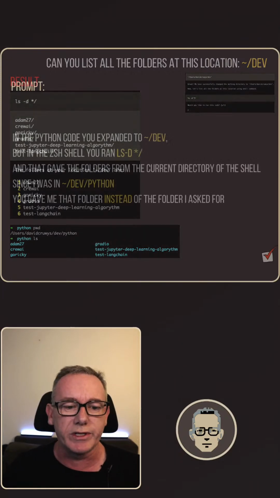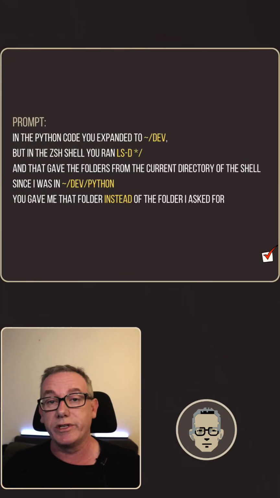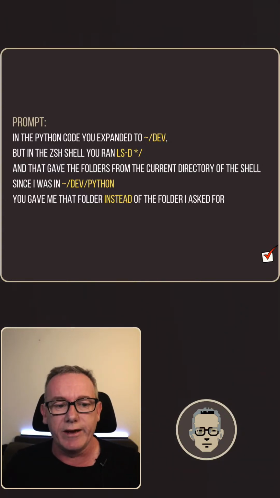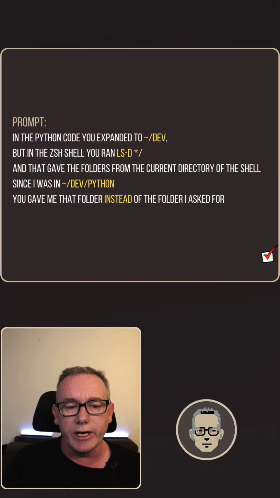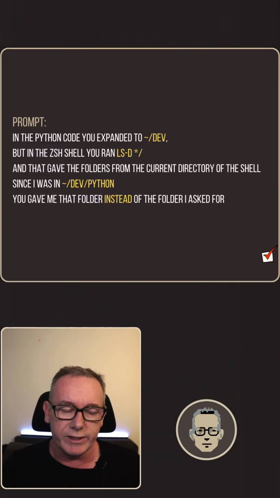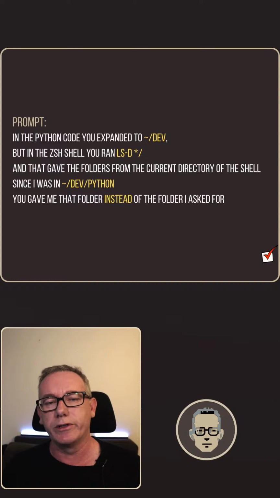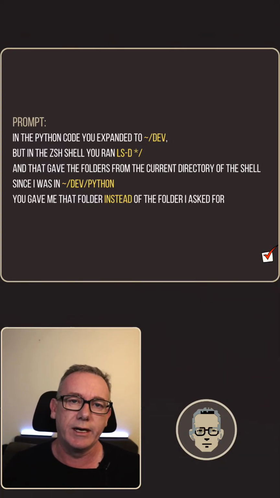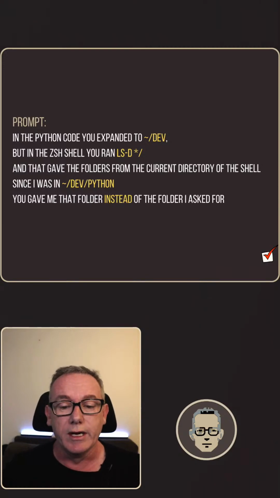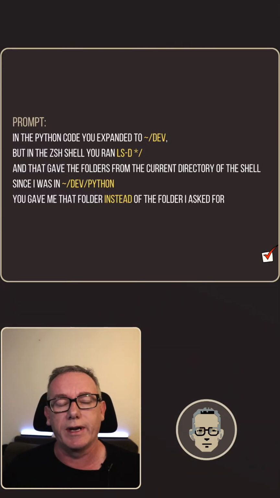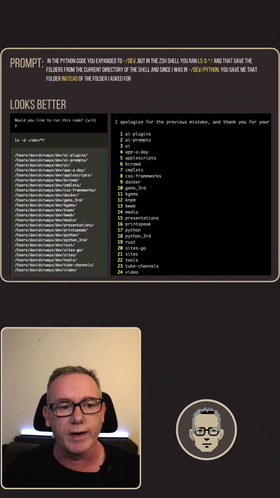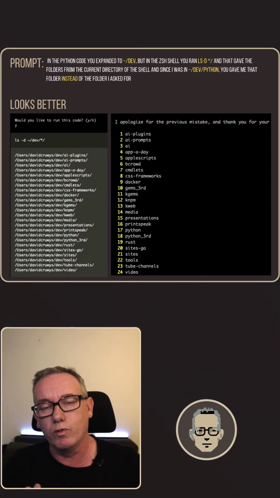That's exactly what's in a particular folder called Python. And essentially what's happened here, and I wrote it as a prompt, I said, in the Python code, you expand to ~/dev, but in the zsh shell, you ran ls -d and you gave me the folders from the current folder of the shell rather than the ~/dev directory. So I've made this statement to it and it's basically said, yeah, okay, I've made that mistake, and it's tried to rerun it again, and this time it got it correct. So the second attempt it worked.